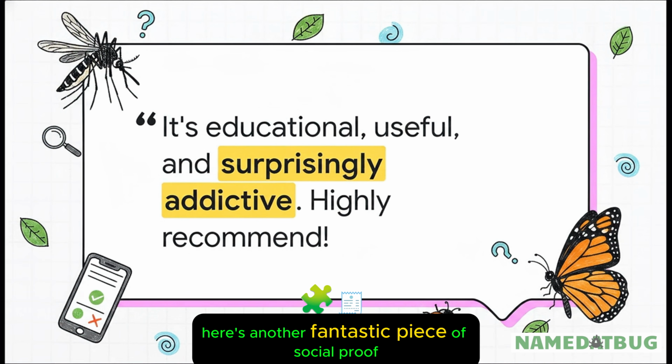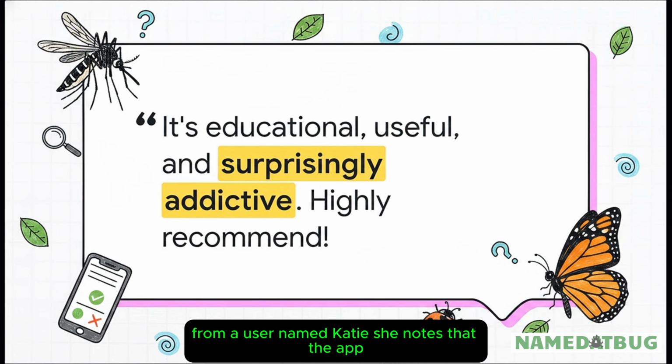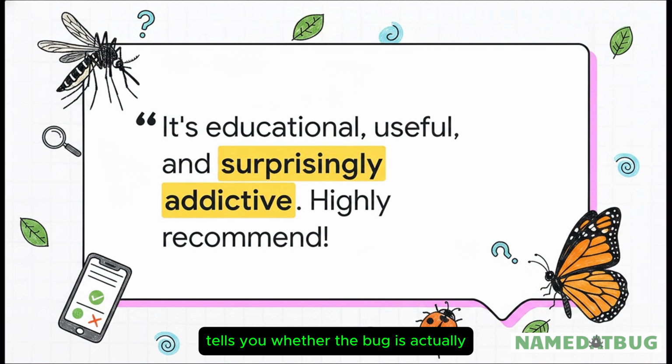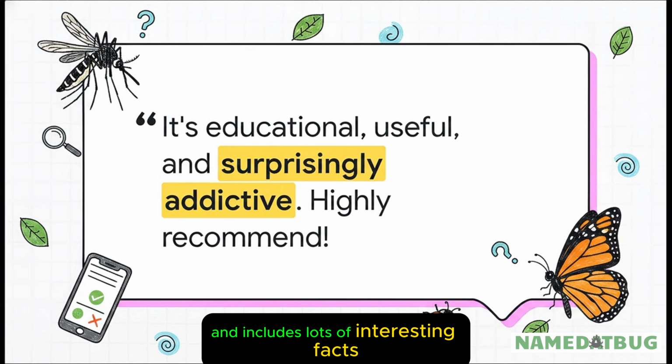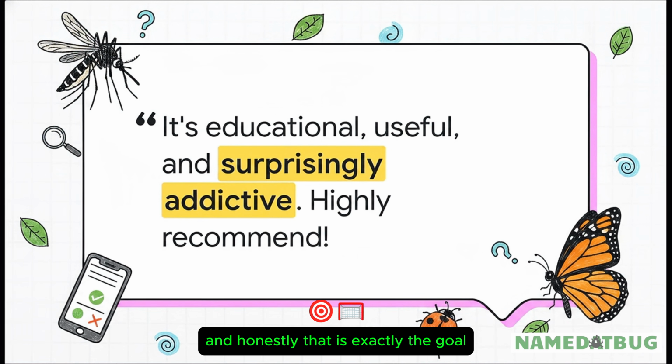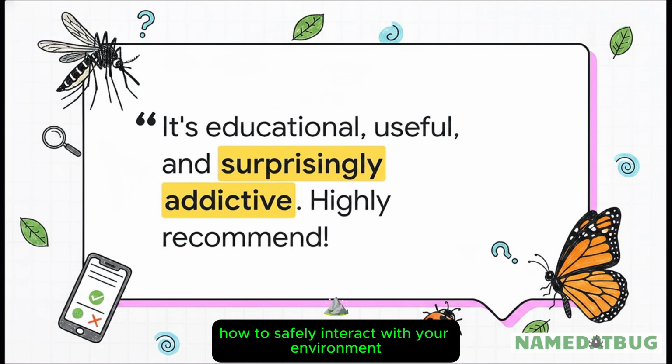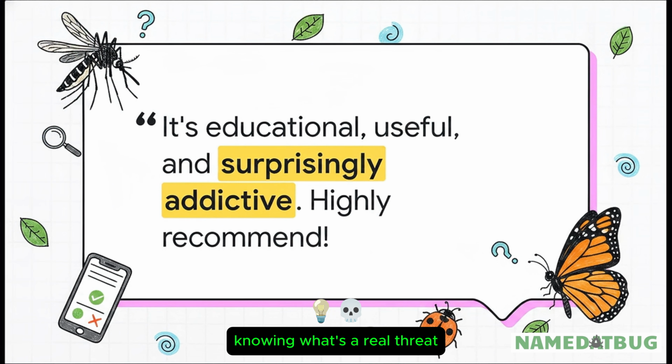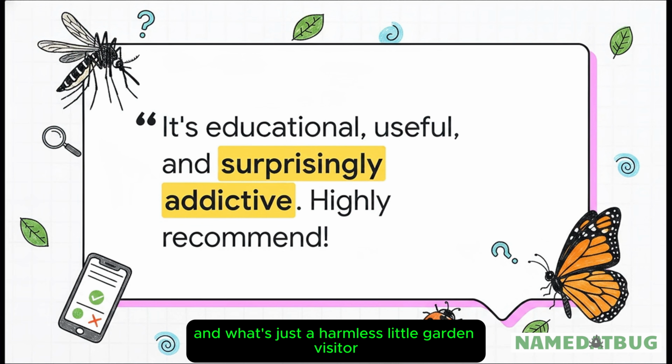Here's another fantastic piece of social proof from a user named KT. She notes that the app tells you whether the bug is actually something to be concerned about and includes lots of interesting facts. She calls it educational, useful, and surprisingly addictive. And honestly, that is exactly the goal. It's all about learning how to safely interact with your environment, knowing what's a real threat, like the Asian tiger mosquito, and what's just a harmless little garden visitor.